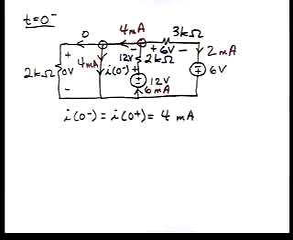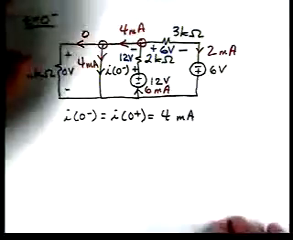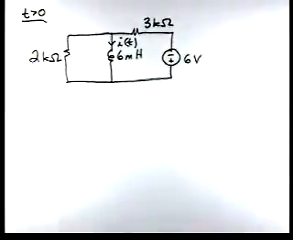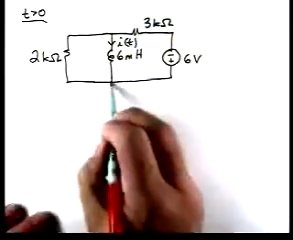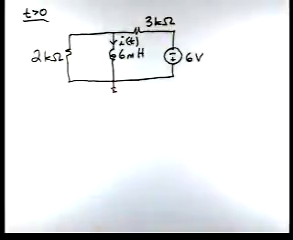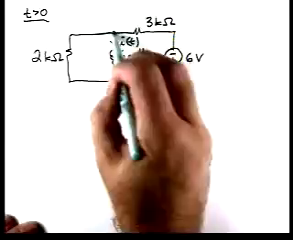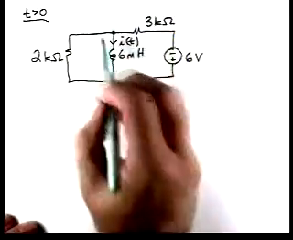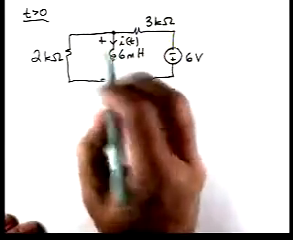Remember, this is continuity of current for our inductor, so when the switch moves, that current can't change in zero time. Now, let's look at the circuit at t greater than 0. So now the switch is open. Here's our circuit. Let's define a reference node. I'm going to define this voltage as v(t).